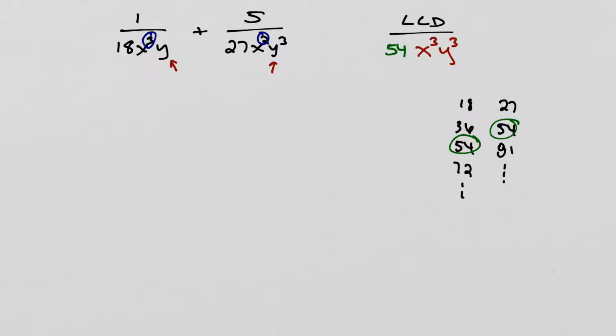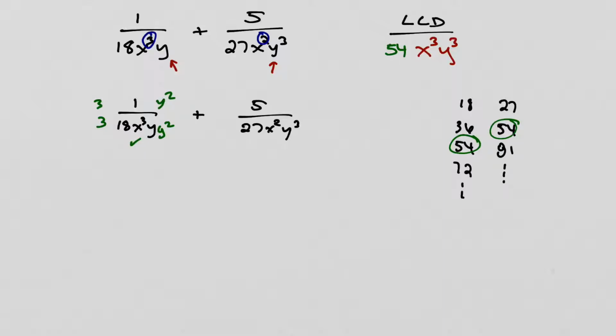Right? So if I have this original statement again, 1 over 18x cubed y plus 5 over 27x squared y cubed. In this first term, I need to get a 54 down there, so I'll need to multiply the top and bottom by a 3. And I need 3 x's, but I already have that. And I need 3 y's. I have 1, so I'll multiply the top and bottom by a y squared as well.